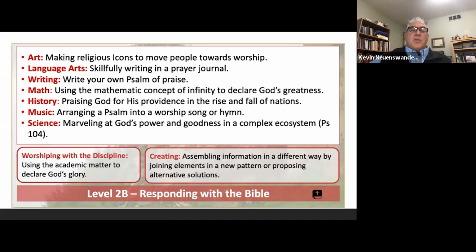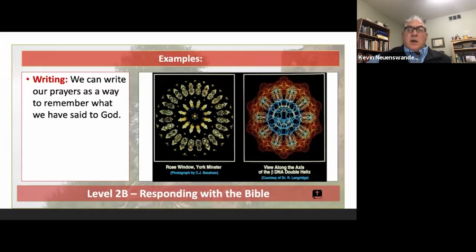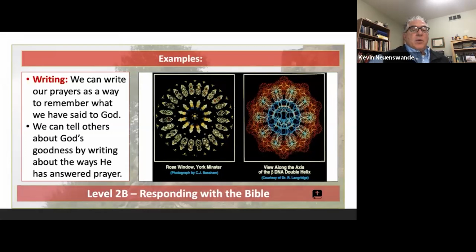Science, marveling at God's power and goodness in a complex ecosystem. So this is another one with history. First, writing. We can write our prayers as a way to remember what we have said to God. We can tell others about his goodness by writing about the ways he has answered prayer. And then here with science, on the left side of that picture is a photo of the stained glass rose window from York Minster Cathedral in Yorkshire, England. On the right is a cross section of a strand of human DNA.